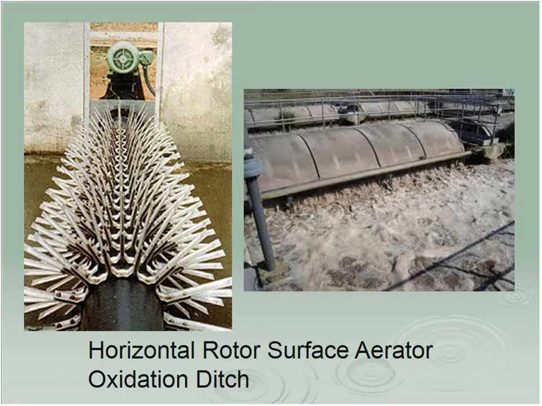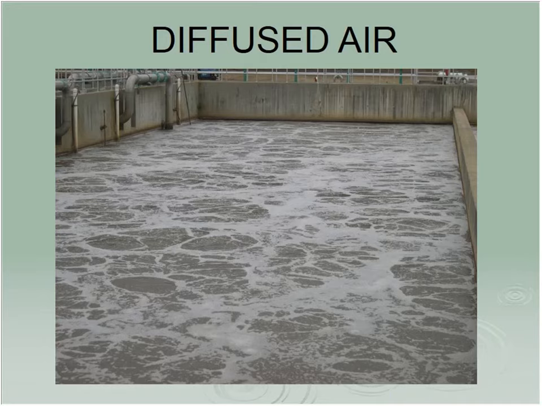We talk about oxidation ditches. This is the type that they have there. It's a horizontal rotor, and they do actually control it by raising and lowering the water level of the ditch as to how much those little fingers pound the air into the water. Now we go to diffused air, which is a better choice.